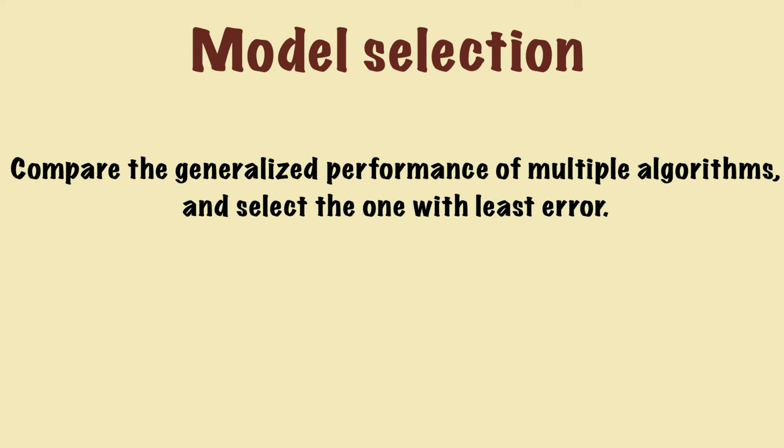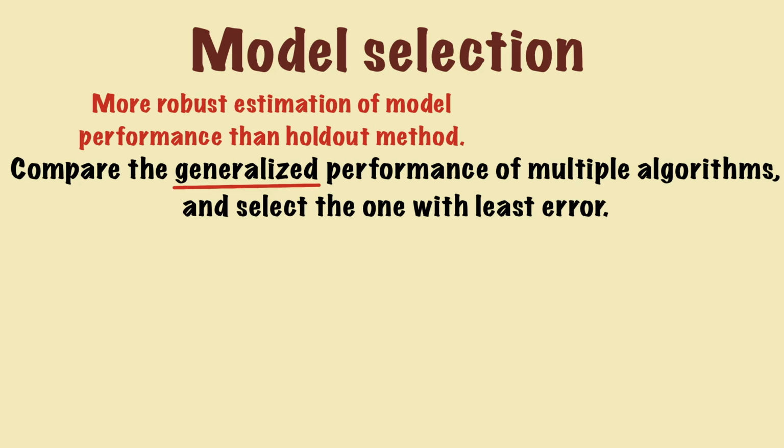To be more concrete, cross-validation in model selection compares the generalized performance of multiple algorithms and selects the one with the least error. Cross-validation is a more robust method than the holdout method, since it estimates an overall performance of a model, which we'll demonstrate later. Further, least error essentially means the highest accuracy. As you might know, accuracy is not always reliable, especially in an imbalanced dataset. So, although we pick the model with the highest accuracy, we actually have a lot more concerns in the real world.